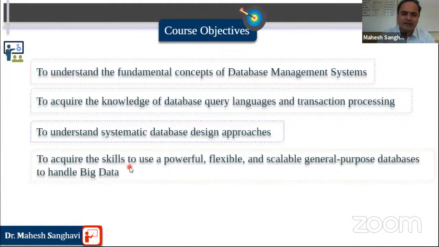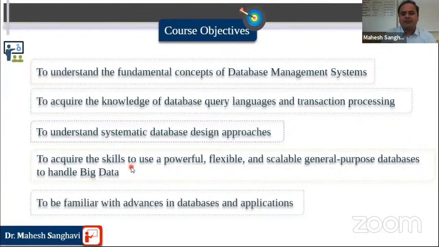Then, to acquire the skills to use powerful, flexible, and scalable general purpose databases to handle big data. Dear students, you will be able to work with big data after the end of this particular unit.